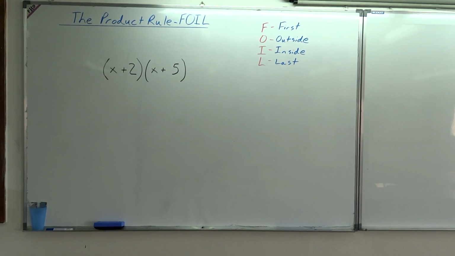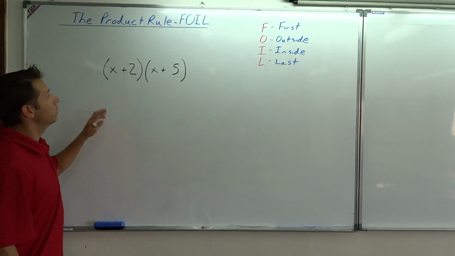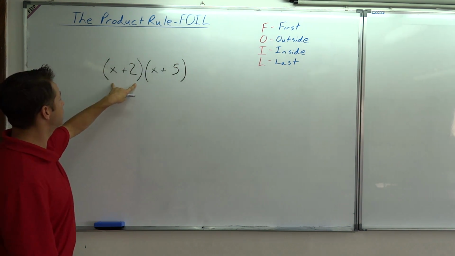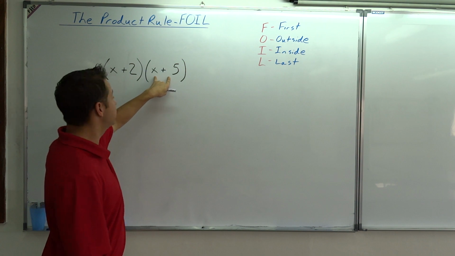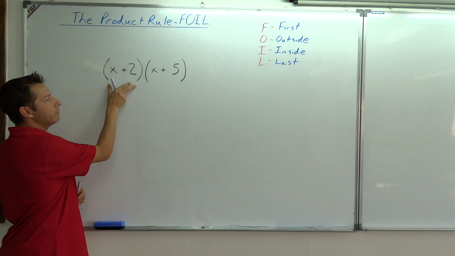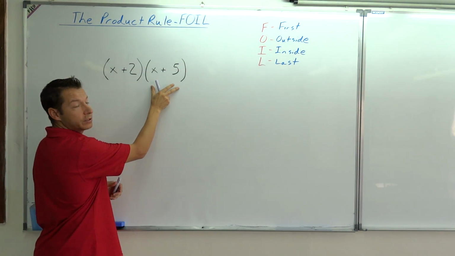In this video, we're going to look at something called the product rule. The product rule is when we have a set of terms inside of a bracket multiplied by a set of terms in another set of brackets. What this means is that everything inside of this one should be multiplied by everything inside of this one.